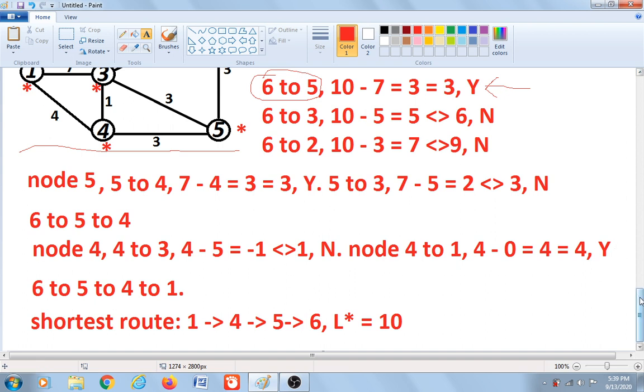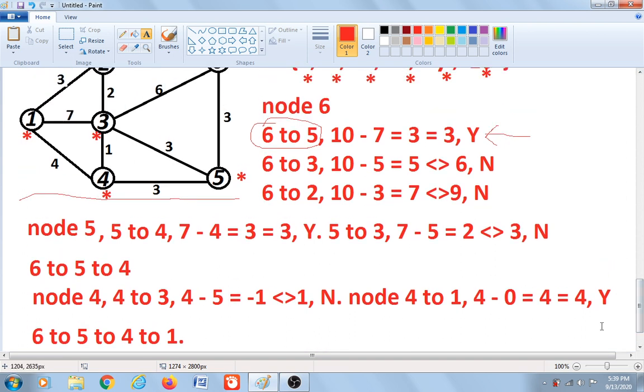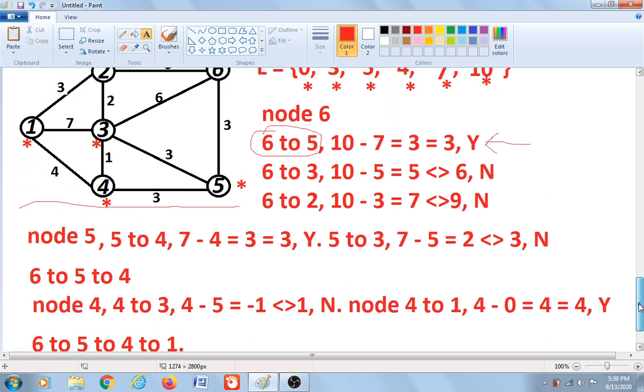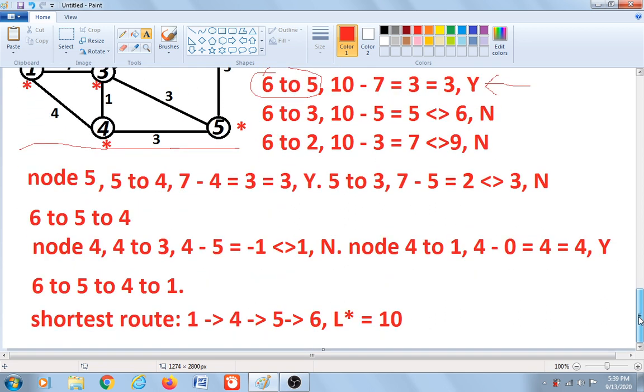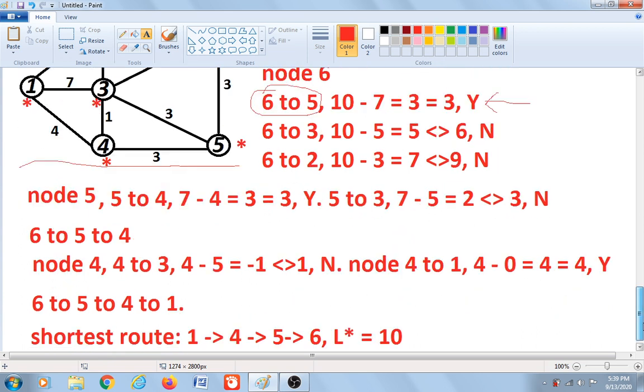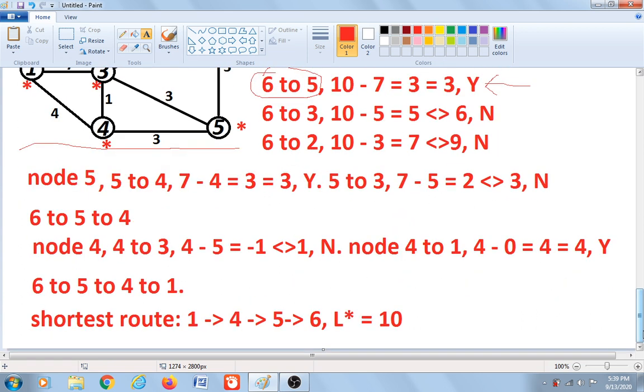1 to 4, that is 4. 4 to 5, that is 3. And that means 7. And 5 to 6, that is 3. And 7 plus 3, that is 10. So I think that is it, the shortest route problem.